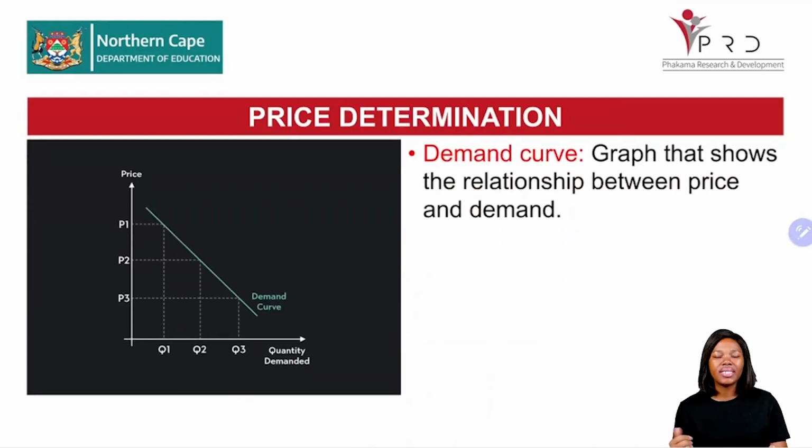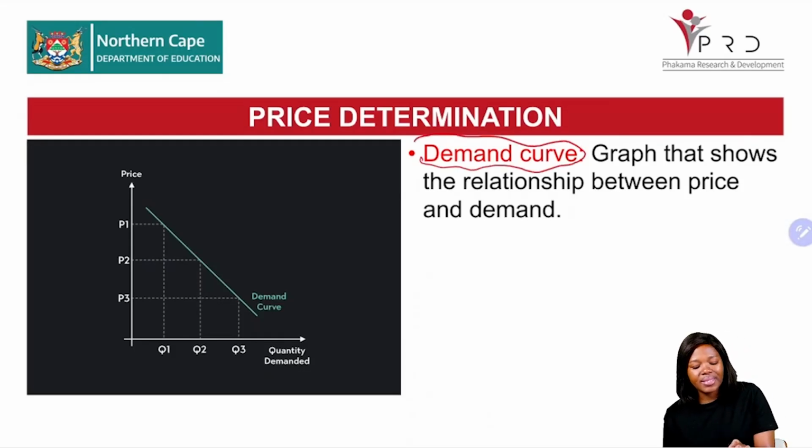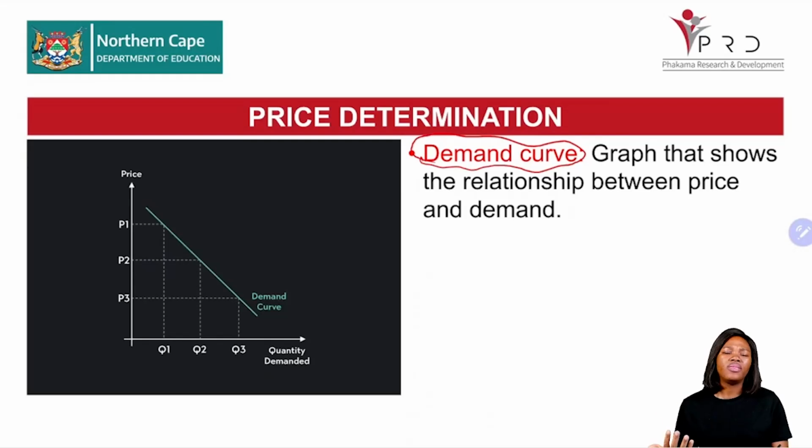Now, we are still on price determination, but on this one, we are dealing with the demand curve. The demand curve is controlled by a law, which is the law of demand, that says when the price is high, the demand will be low. When the price is low, the demand will be high. Consumers buy products when the price is low, and they do not buy when the price is high. This demand curve is there to show how the law of demand applies.